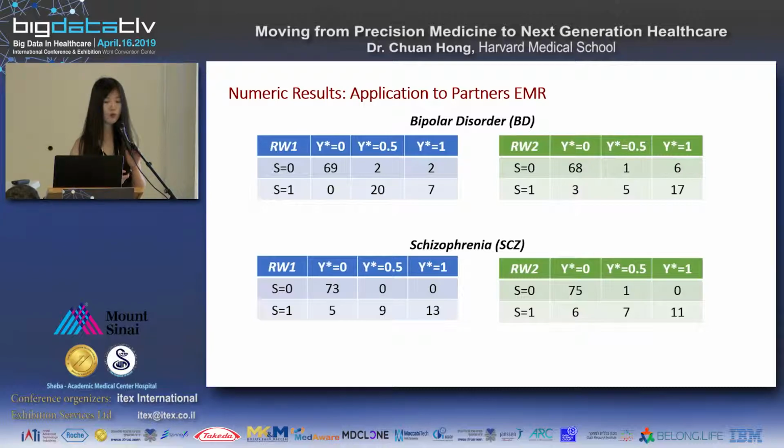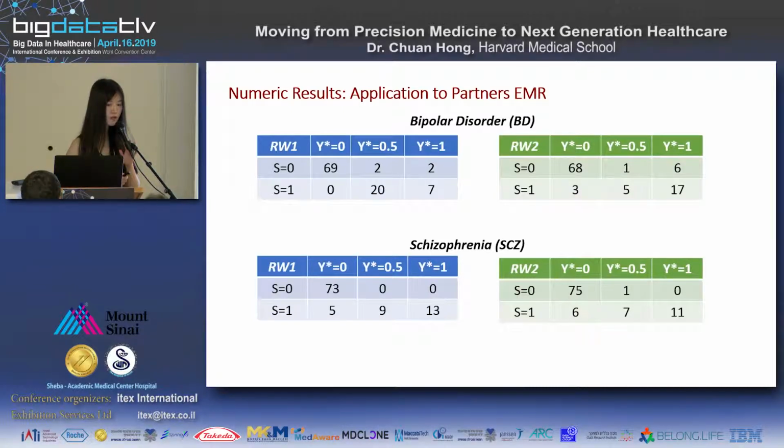And also we apply our method to the Partners phenotyping algorithm. One disease is bipolar disorder and the other is schizophrenia. We have two sets of results: the first one is from reviewer 1, and the second one is from reviewer 2. This is a 2x3 table. S denotes the result from the algorithm, and Y star denotes the physician's label. If the physician cannot get a definite status of this disease, I use 0.5 to denote it.